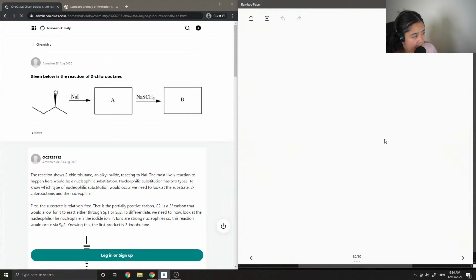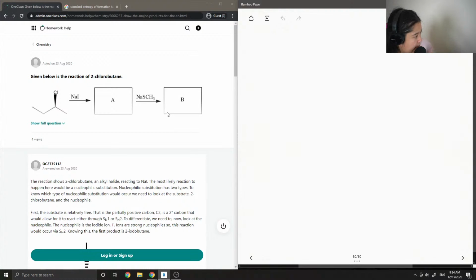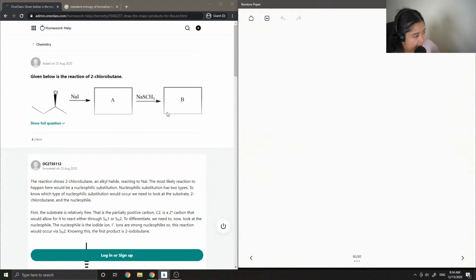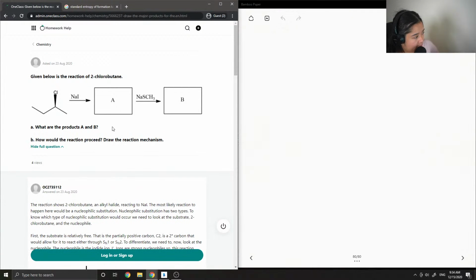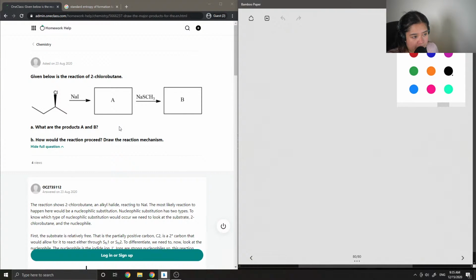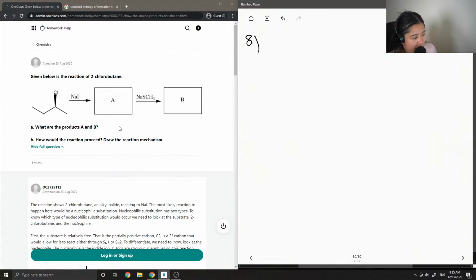Okay, so question 8. Given below is the reaction of 2-chlorobutane. And then it shows it reacting to form products A and B. So part A says, what are the products A and B? Part B, how would the reaction proceed? Draw the reaction mechanism. Okay, so let's draw out the mechanism first, and then that will help us answer part A. So I'll just do it all in one go.